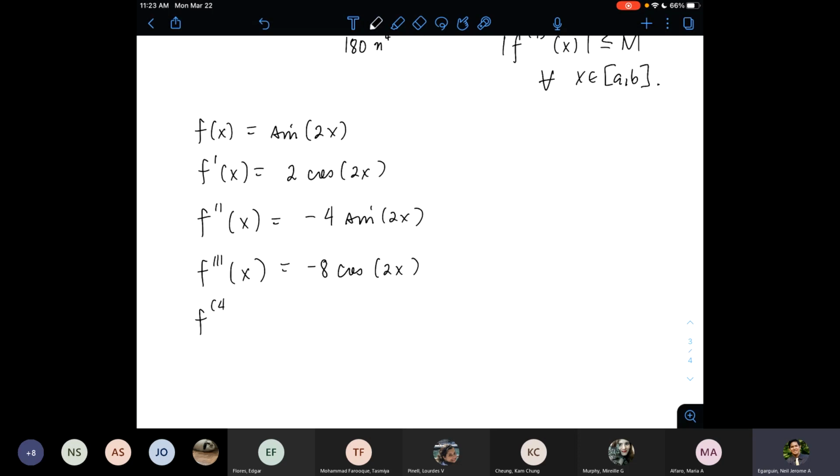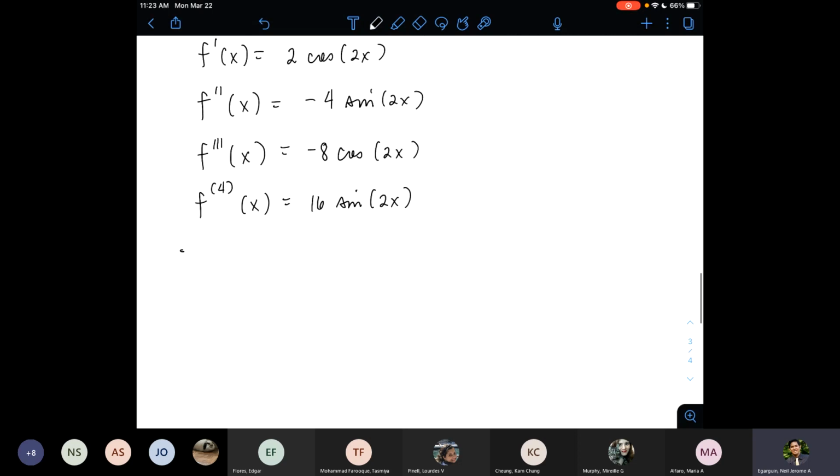And finally, the fourth derivative is 16 sine 2x, right? And then we take the absolute value. The absolute value of the fourth derivative of x is 16, absolute value of sine 2x, all right? And we need to find a bound for it, right?